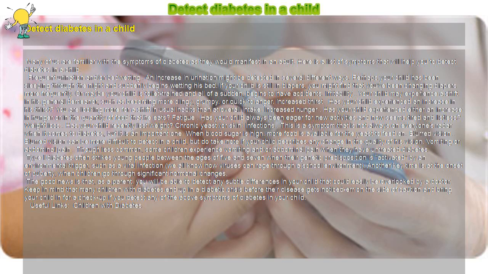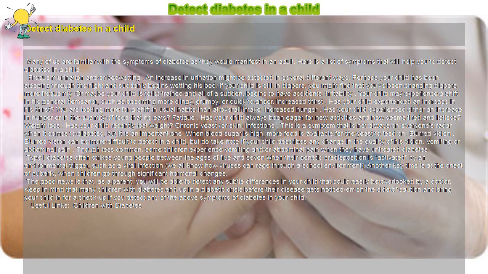Detect diabetes in a child. Many of us are familiar with the symptoms of diabetes as they would manifest in an adult. Here is a list of symptoms that will help you to detect diabetes in a child: frequent urination and/or bedwetting.